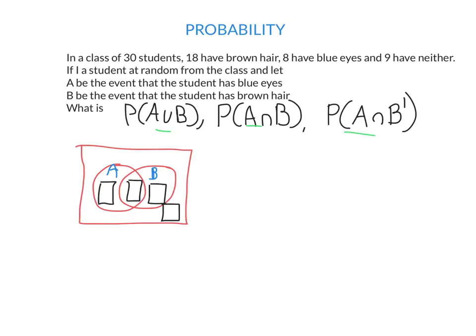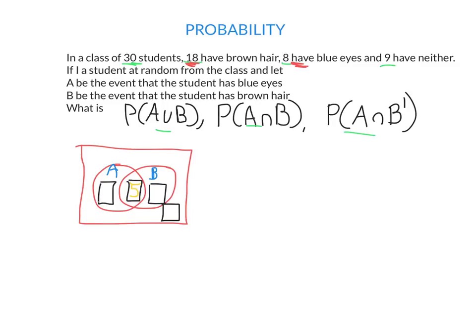Note that 18 plus 8 plus 9 is 35, but there were only 30 students. So how is that possible? Well, 35 is 5 too many. However much you've overcounted is how many are in both categories. We've overcounted by 5, so the only way that's possible is if I counted those 5 in this category and this category, brown hair and blue eyes. So there are going to be 5 students in the middle, both blue eyes and brown hair.